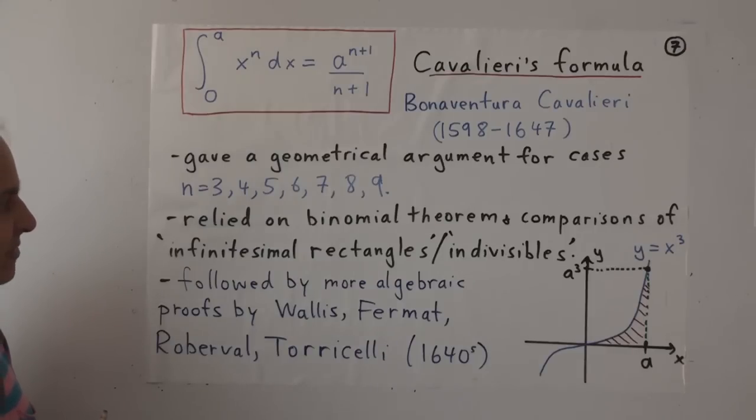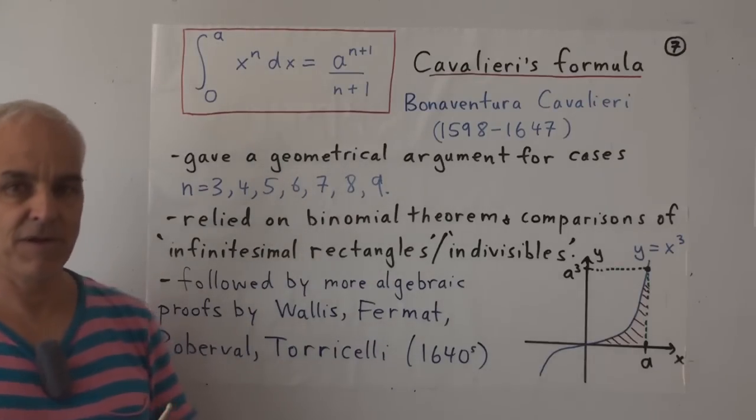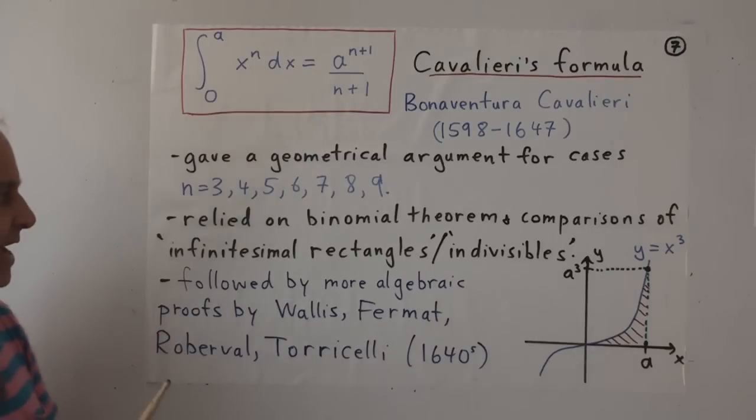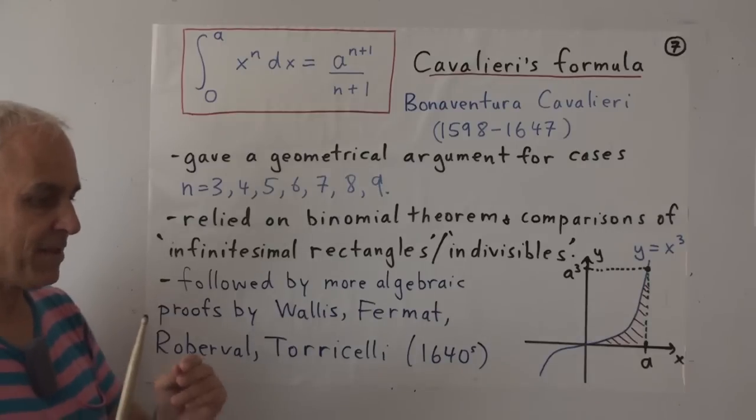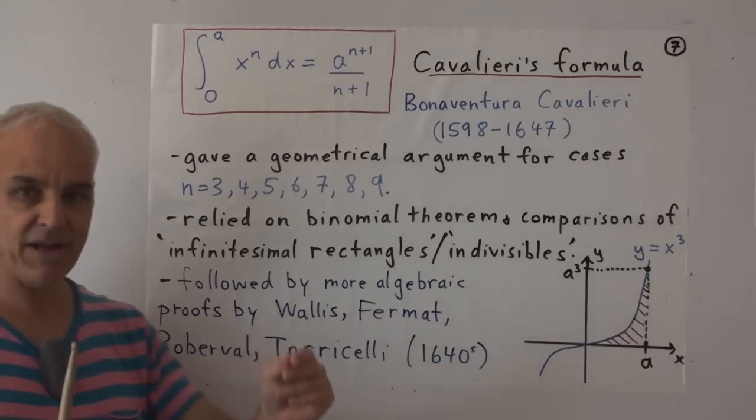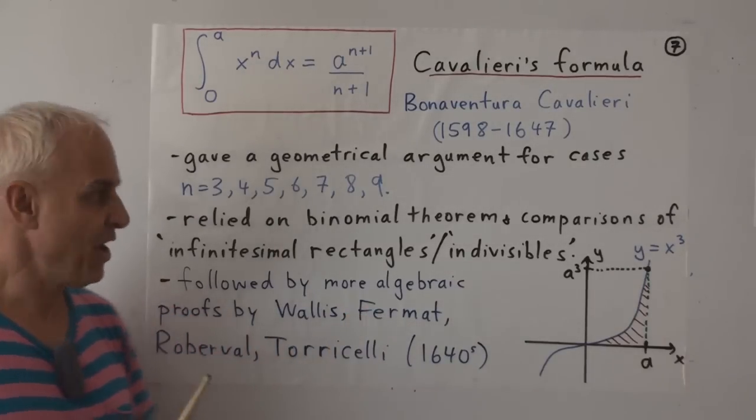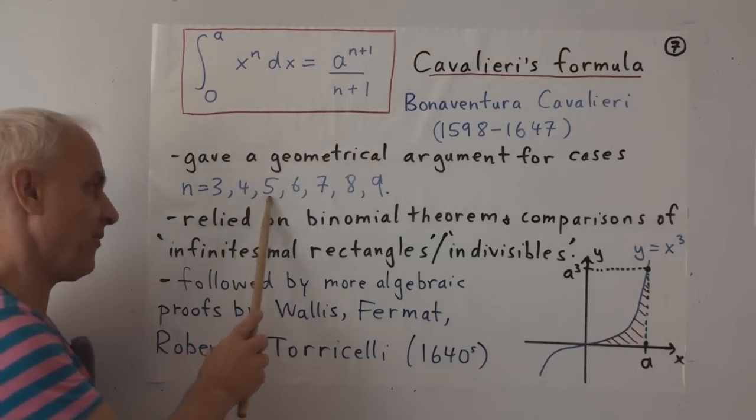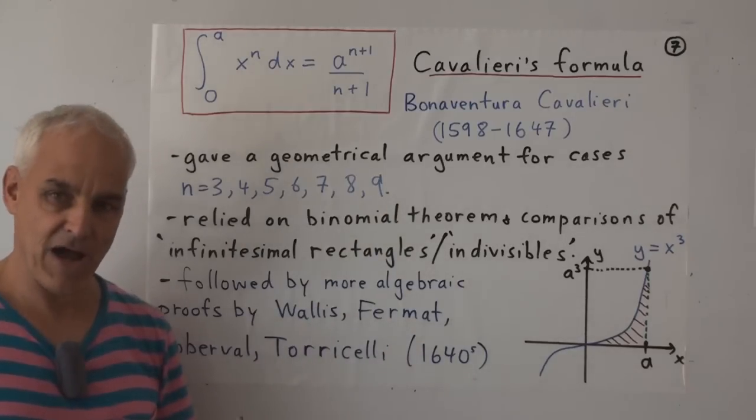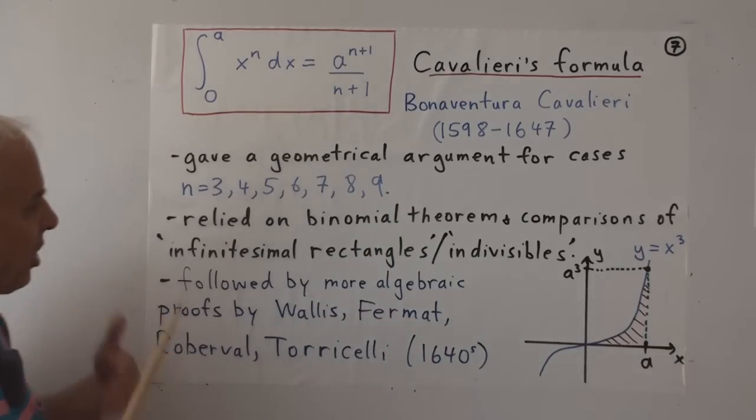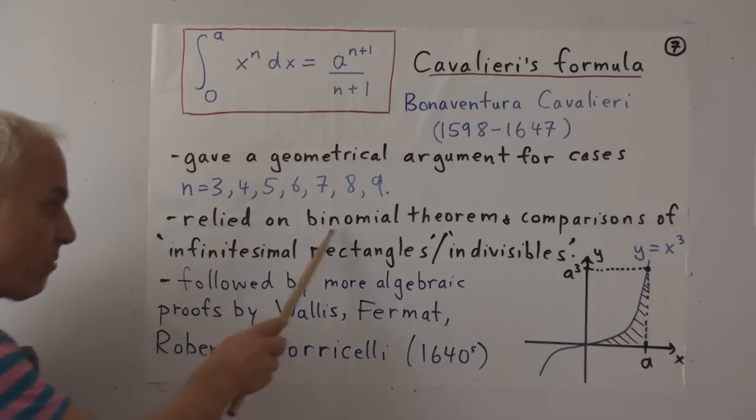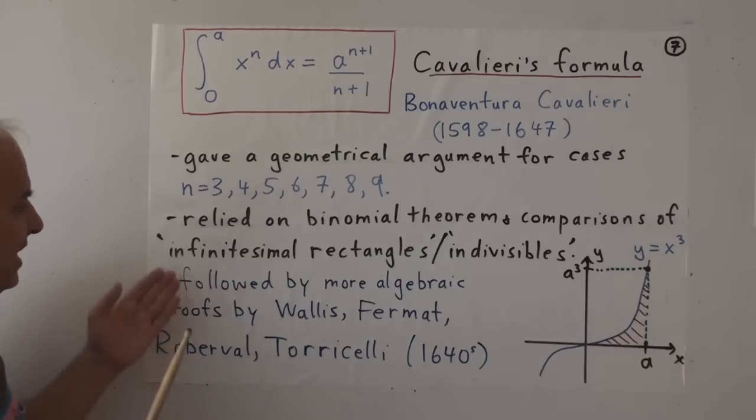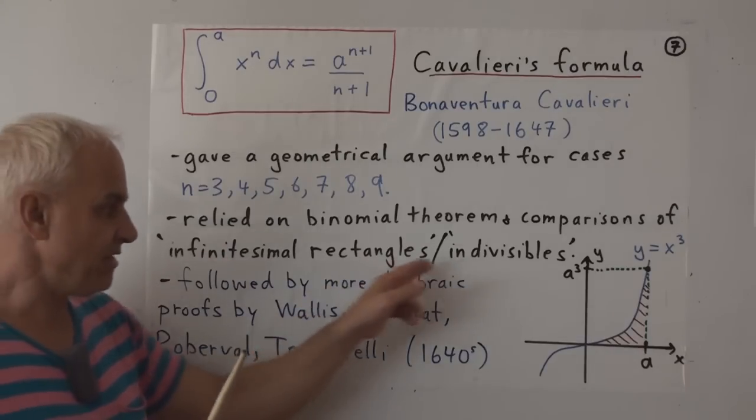But he only in fact gave arguments in support of this formula for special cases. And he had to work out the special cases one by one in a rather painstaking way. So he proved it for n equals 3, and then he proved it for n equals 4, and then n equals 5, all the way up to n equals 9. And his argument, well, it relied on the binomial theorem. It involved a kind of idea of infinitesimal rectangles or indivisibles.